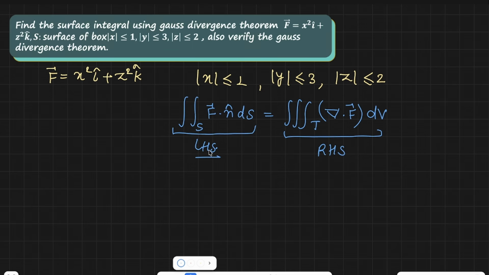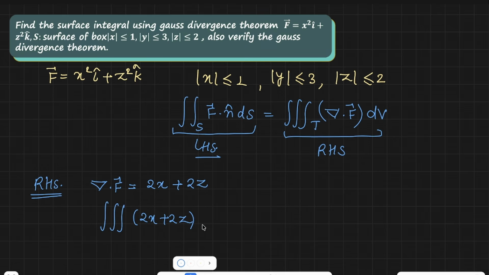Now here first I will give you the solution using RHS. Let's solve RHS first. What will be the answer? First of all, find the divergence of F. It's very easy. The divergence of F will be 2x plus 2z. Then you apply the triple integral of 2x plus 2z over dV, that is basically 2 times the triple integral of x plus z dx dy dz.